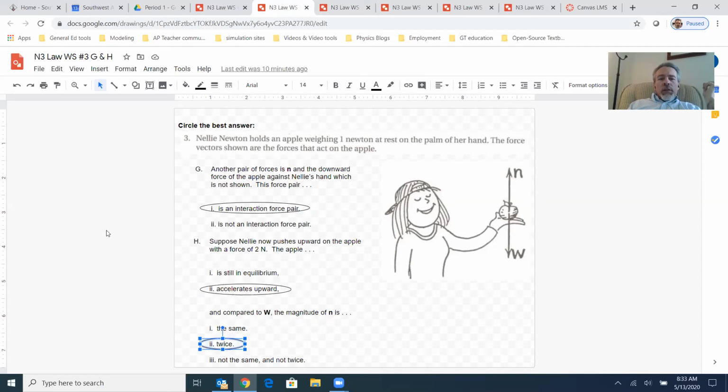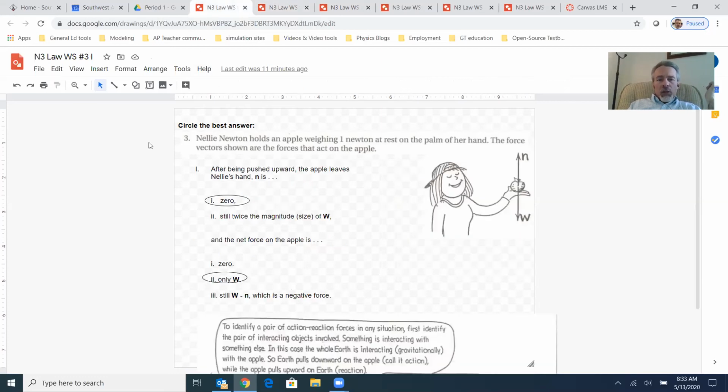Another pair of forces is N and the downward force of the apple against Nellie's hand, which is not shown. This force pair is an interaction force pair because they're both normal forces. Suppose Nellie now pushes upward on the apple with a force of 2 newtons. Remember the apple weighs 1 newton. So the weight arrow downward, that would be 1. And now she's going to push upward with a force of 2 newtons. That means it's not balanced anymore. And it's going to accelerate upward. And compared to W, the magnitude of N is now twice as big.